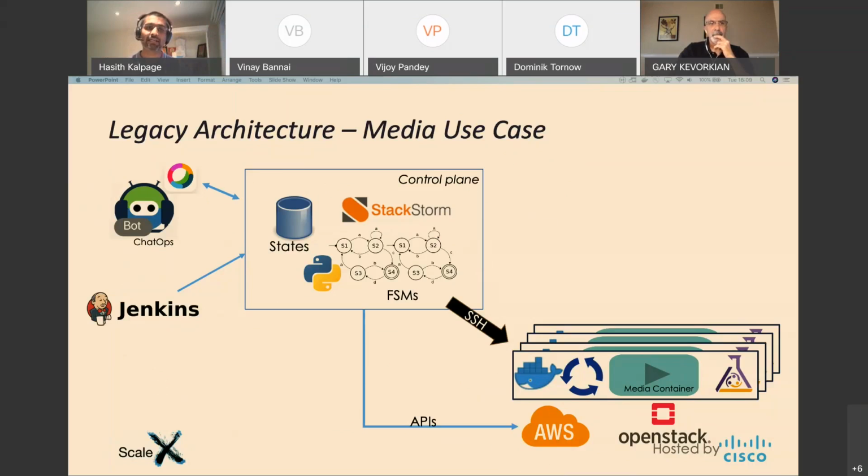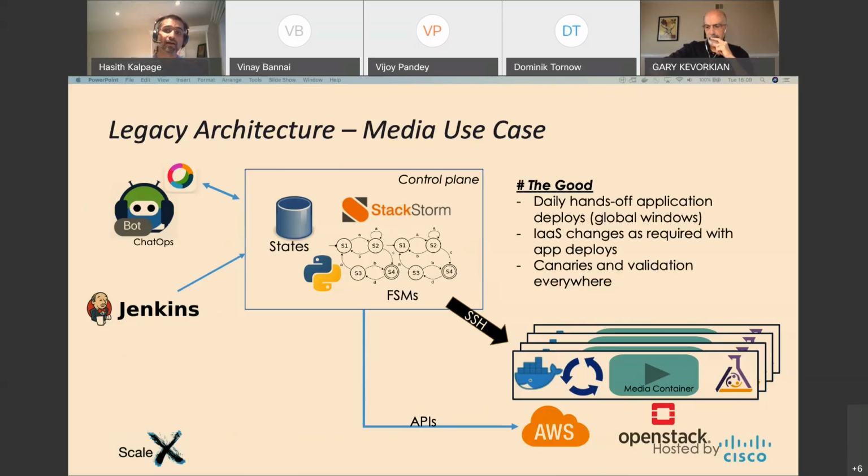On the left-hand side, you can see ChatOps and, for some of the management aspects, Jenkins pipelines. In the control plane, it's some event-driven, and we have custom state machines doing certain tasks. In terms of managing the infrastructure, it's API calls and SSH. Some of the good things: we were leveraging this architecture and doing daily hands-off application deploys at different global windows, in a near hands-off automated fashion.